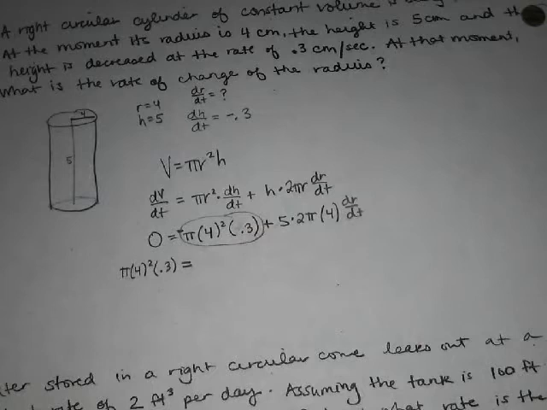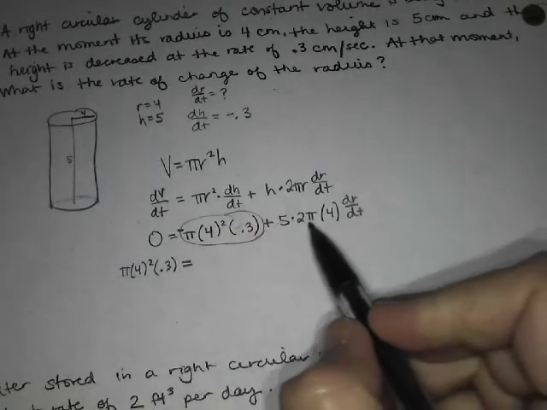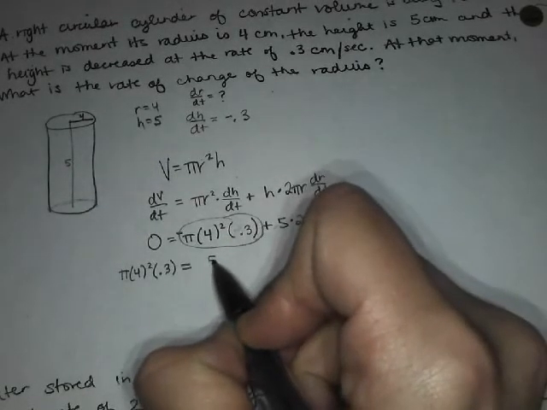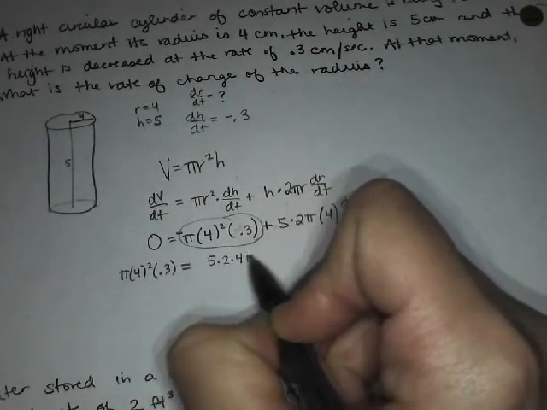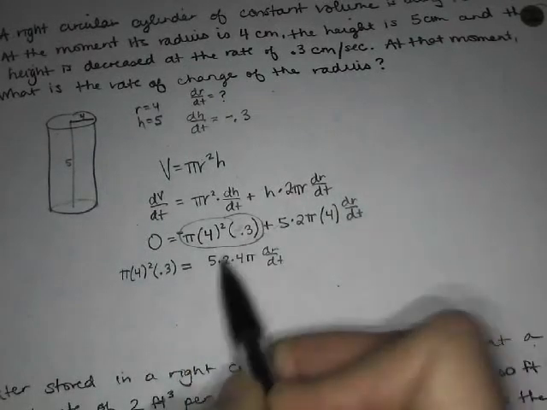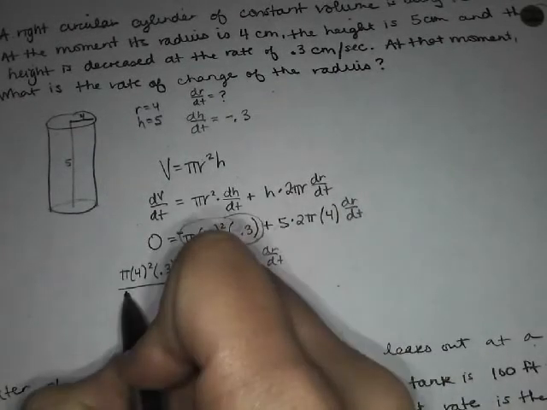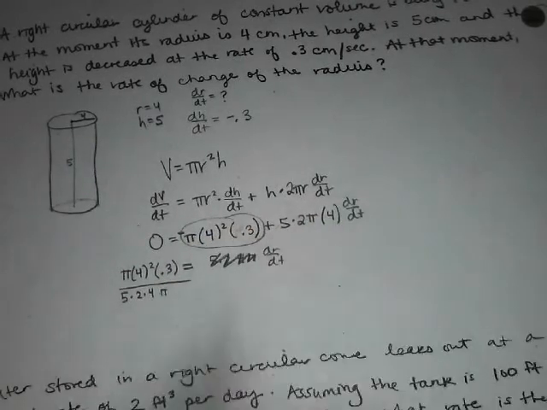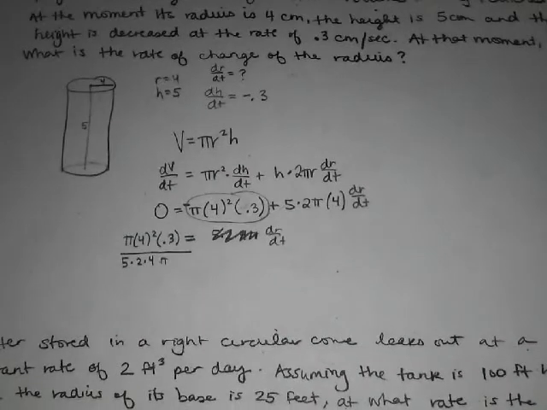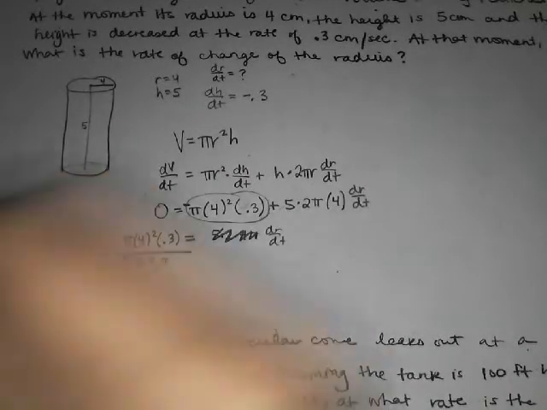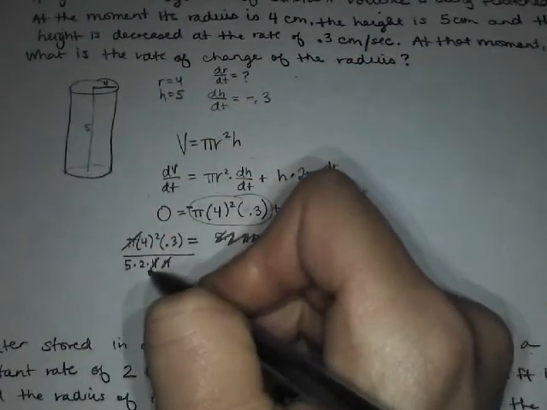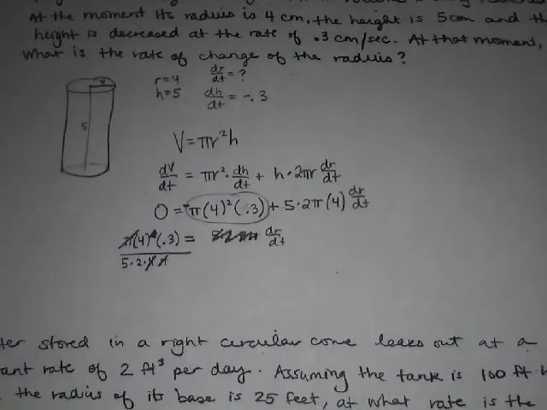I mean, I could multiply this out, but again, if you don't, I'll just keep it 5 times 2 times 4 pi dr dt. And then when I divide both sides by 5 times 2 times 4 pi, our pi's cancel. Yes? A 4 in the bottom cancels with one of the 4's in the top. What else? Yeah, your 4 and your 2 is going to reduce to 2 and 1.